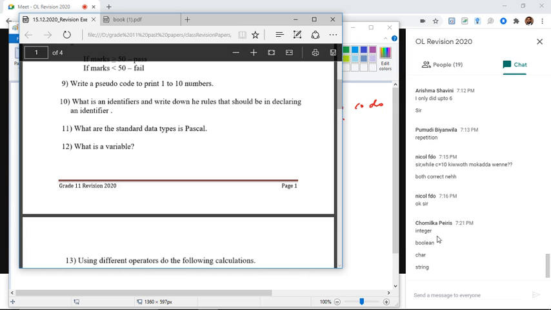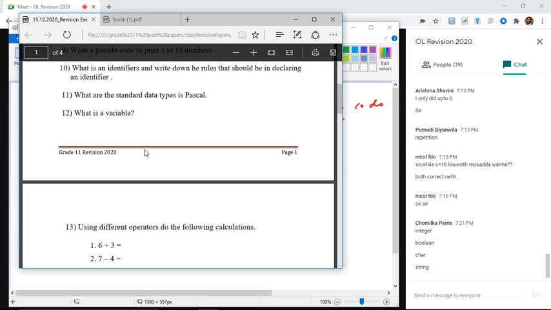Integer is a kind of number. Then real, floating numbers. Boolean, true or false. Char, a single character or a single symbol. String, a collection of characters. You are using them for that.